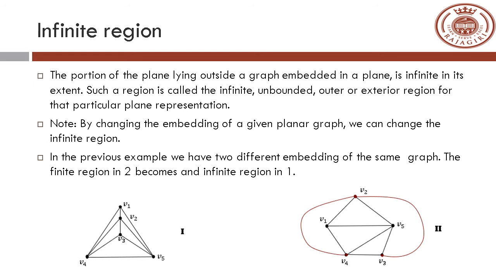In the example, in figure 2, the region bounded by the edges joining the vertices V1, V5, V4, V1 is inside the triangular region, but in figure 1, the region bounded by the edges joining the vertices V1, V5, V4 and V1 is the infinite region. That is, using this embedding, the finite region in figure 2 becomes an infinite region in figure 1.